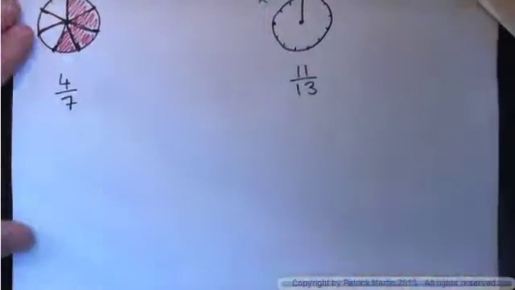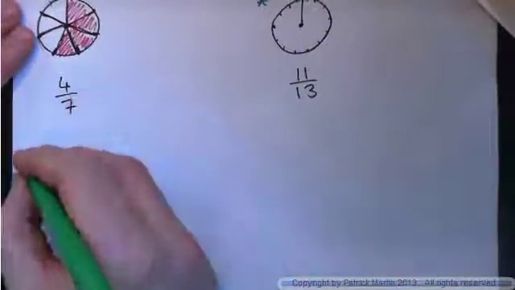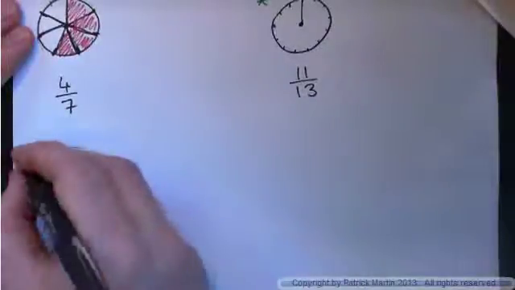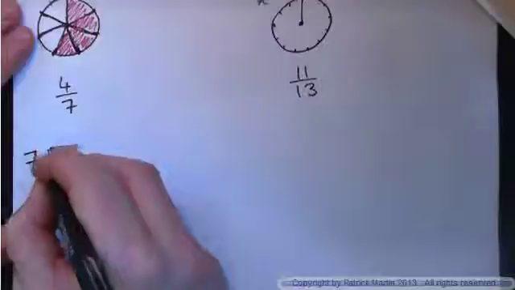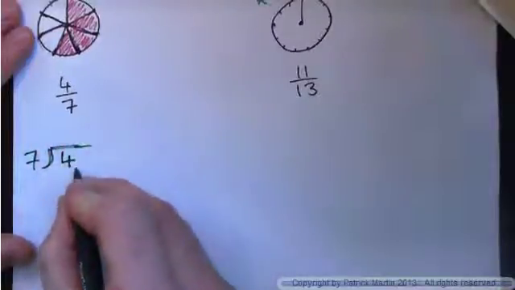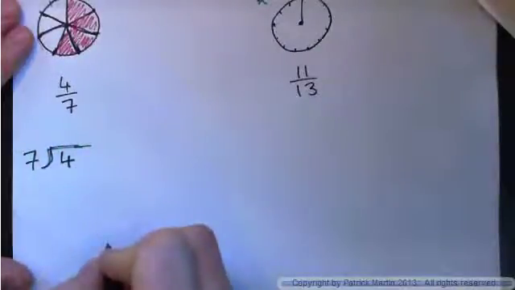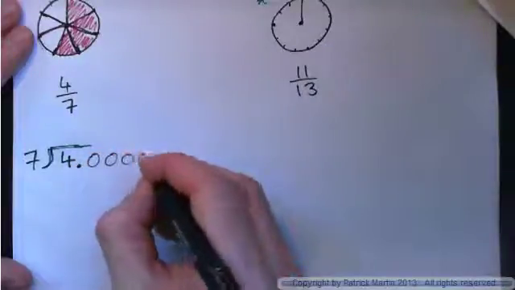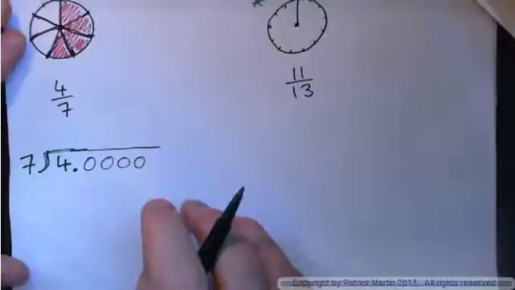4 divided by 7 is 7 into 4. Okay? 7 into 4. And I've got to write the 4 as a big long decimal number, right? And I can do that by just going 0.0000, right? And then see what I get.